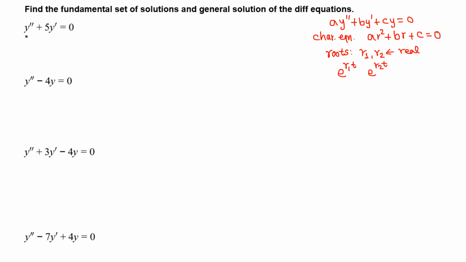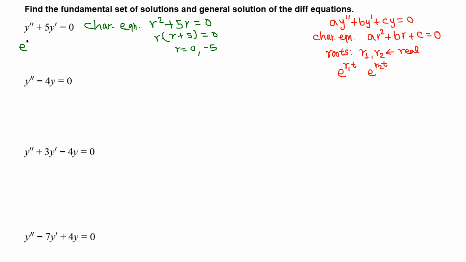Okay, let's do that over here. So for this we find the characteristic equation. The characteristic equation is y double prime, so 1 r squared plus 5r. There is no y term, so just 5r equals 0. Solve for r. Two terms, so we can factor r out: r times (r plus 5) equals 0. So r equals 0 and r equals negative 5. 0 and negative 5 are two roots.